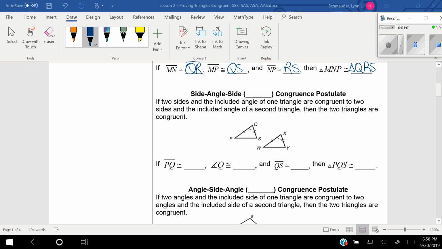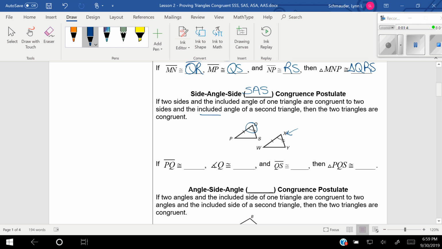Okay, next we've got the side-angle-side congruence postulate. Abbreviate that SAS. If two sides and the included angle of one triangle are congruent to two sides and the included angle of a second triangle, then the two triangles are congruent. Well, what do we mean exactly by the included angle? Well, you see, it's the angle that's in between the two sides that are congruent. So you see how angle X here is kind of in between, or included. So you could sort of think of those two sides as being the legs of that angle X.